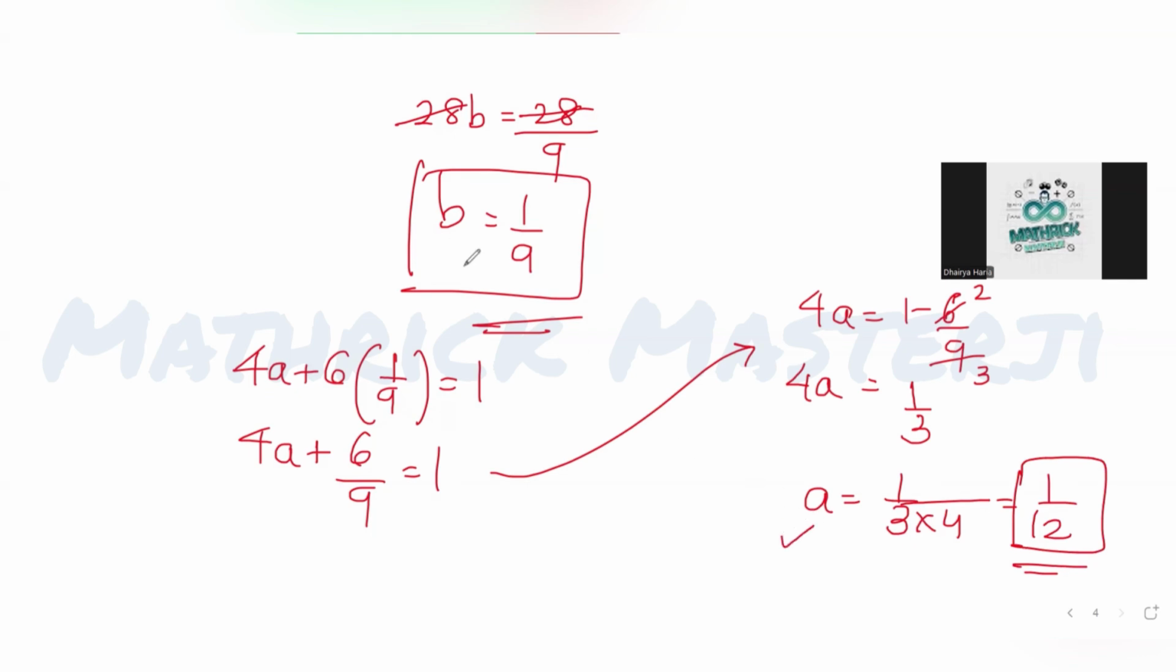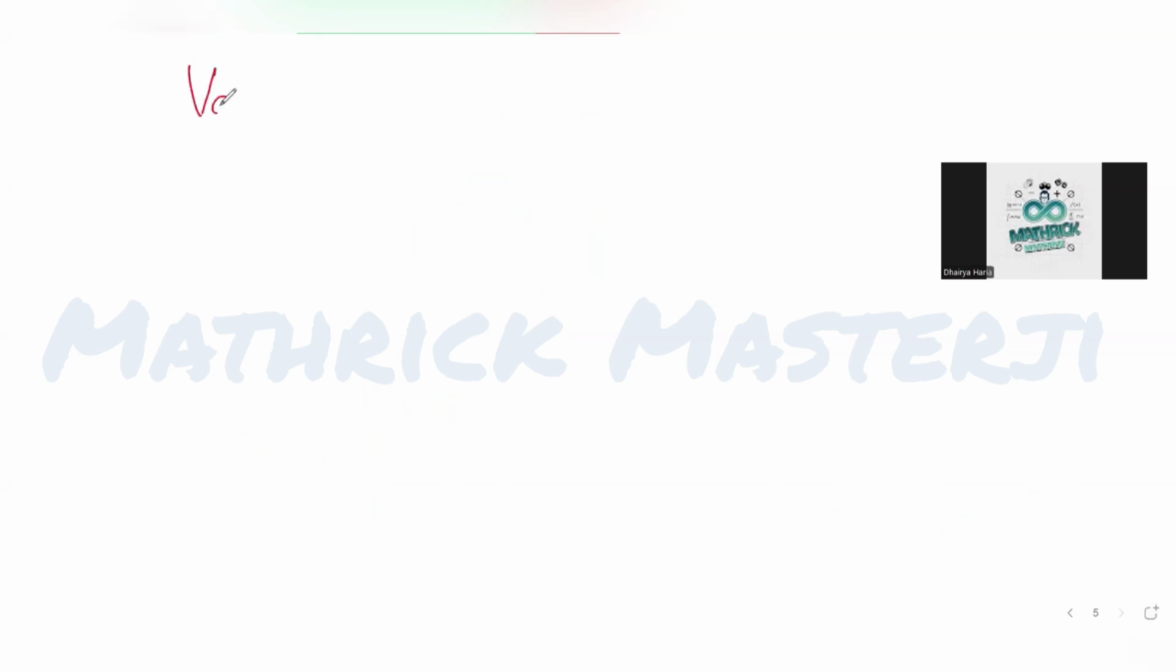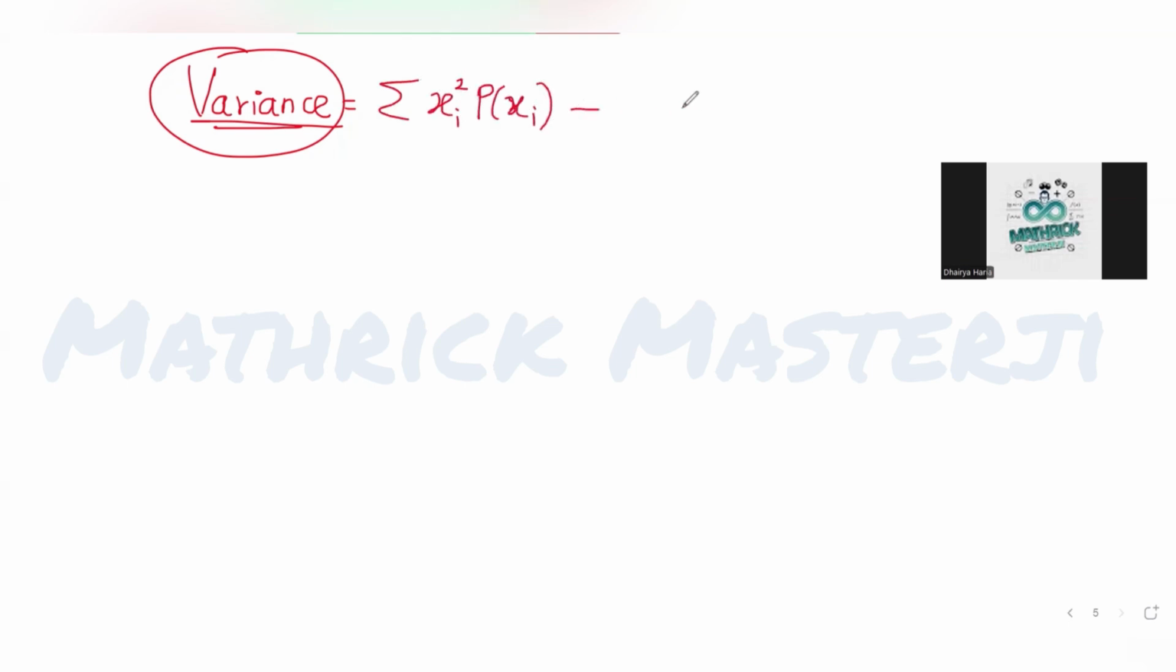So I have A with me, I have B with me. Once I got both A and B, the question is asking for the variance. So when the question is asking me to find the variance of this distribution, I can just use the idea which I have with me, which is summation of xi square p of xi minus the mean square. So mean I already have with me, which is 46 over 9.